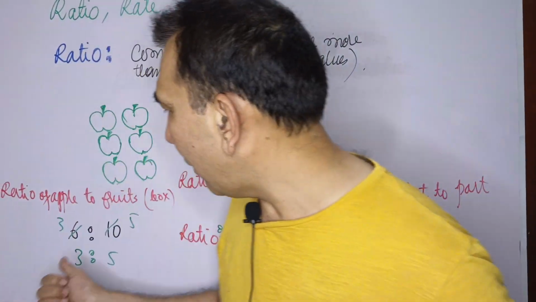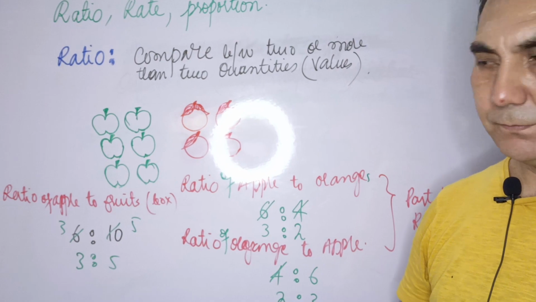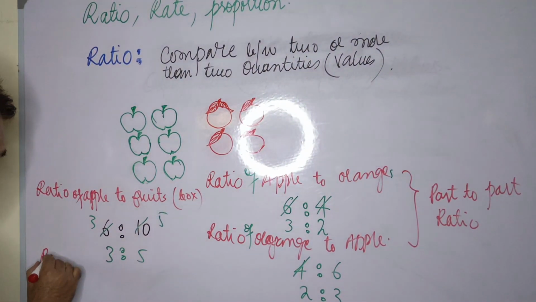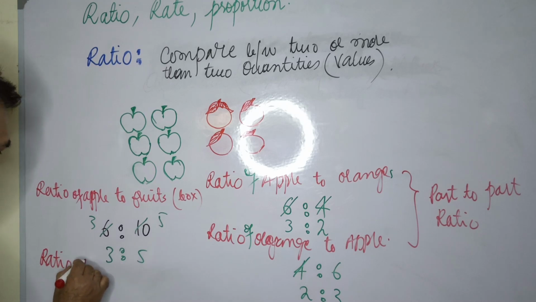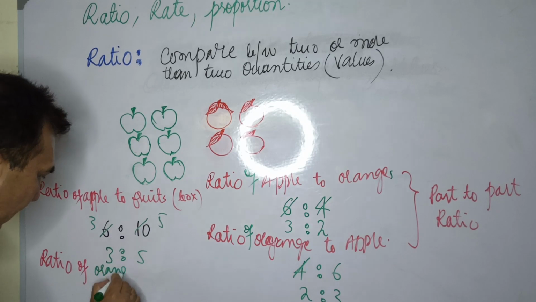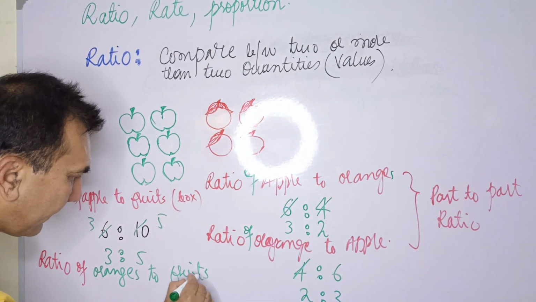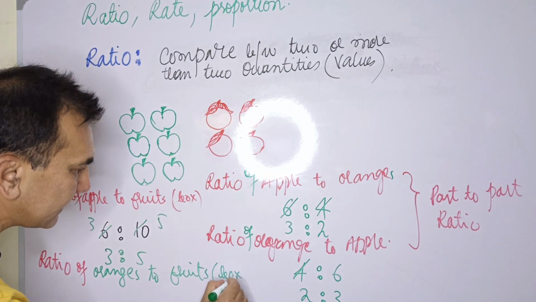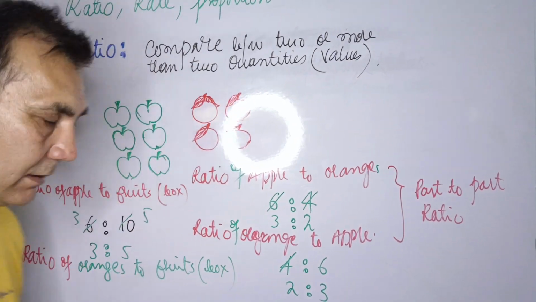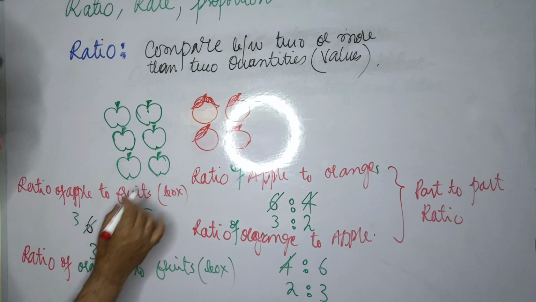Now the ratio of the apple to the fruit box is 3 to 5. Now if I ask once again, what is the ratio of orange to fruits box or basket in the fruit basket? Again, how many oranges are there in the box? It is 4.